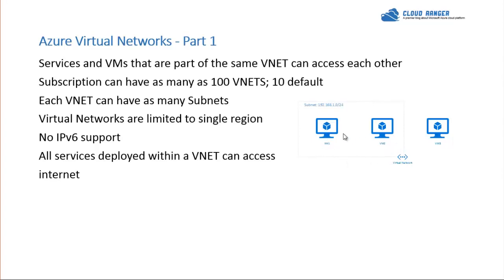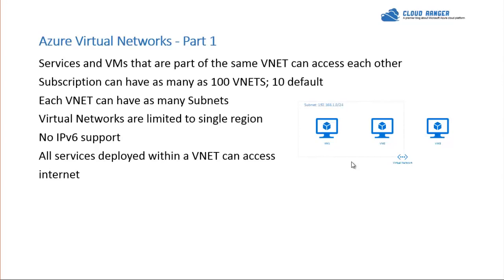And we have two virtual machines in this virtual network, in the subnet 192.168.1.0 with a 24-bit mask, or 255.255.255.0. What it means that services and VMs in the same VNet can access each other is that this virtual machine can access this virtual machine, and the virtual machine over here can access this one. But when they're not part of this virtual network, for example, VM1 and VM2 cannot access VM3, and vice versa.